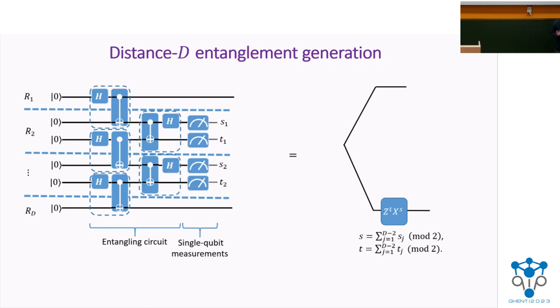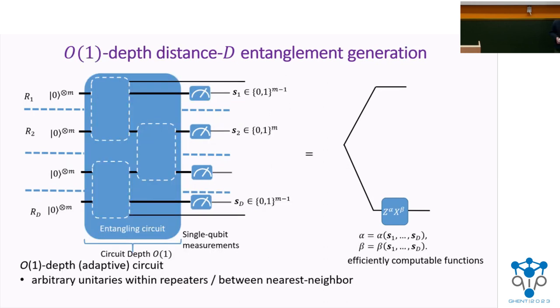Okay, keeping these two properties, we slightly generalize this model like this. We increase the number of qubits to m, and we apply an entangling circuit which has constant circuit depth O(1), and then again single qubit measurement follows. Why are we considering this model? Basically, we want to make this model fault tolerant.